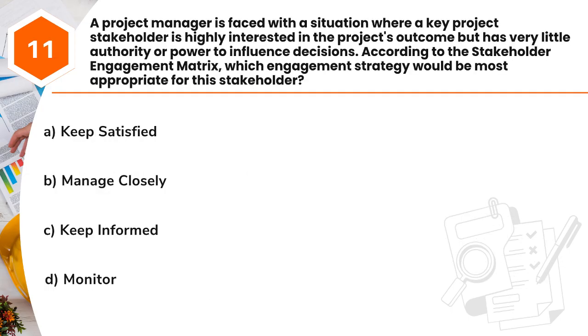Question 11. A project manager is faced with a situation where a key project stakeholder is highly interested in the project's outcome but has very little authority or power to influence decisions. According to the stakeholder engagement matrix, which engagement strategy would be most appropriate for this stakeholder? A. Keep satisfied. B. Manage closely. C. Keep informed. D. Monitor.